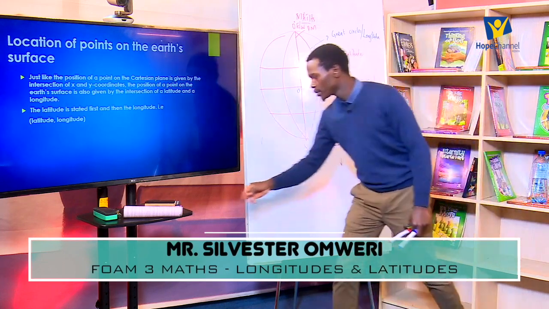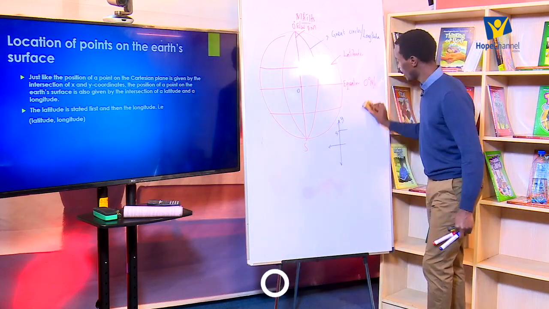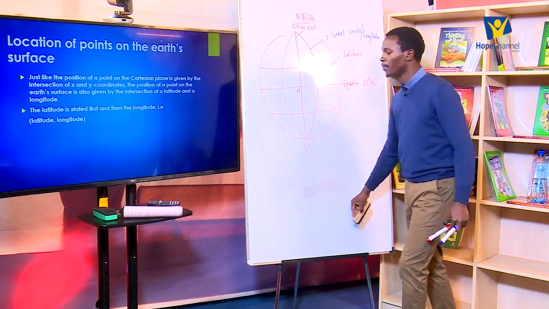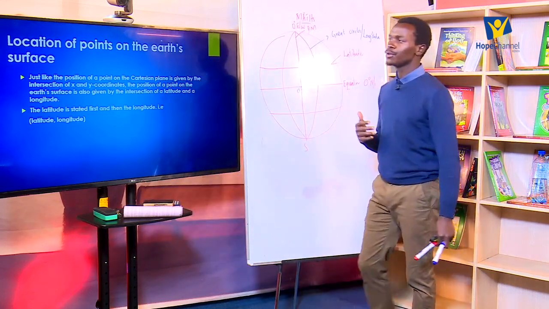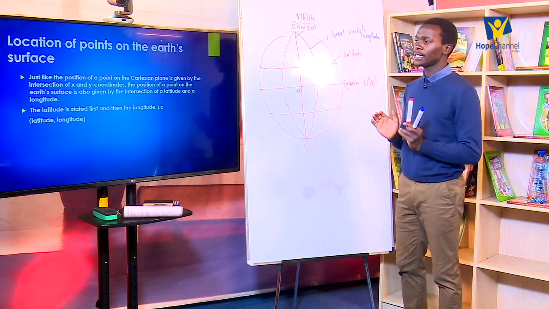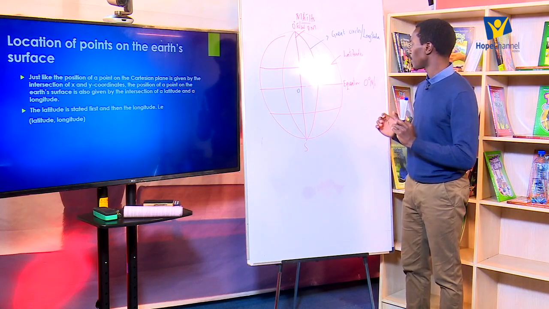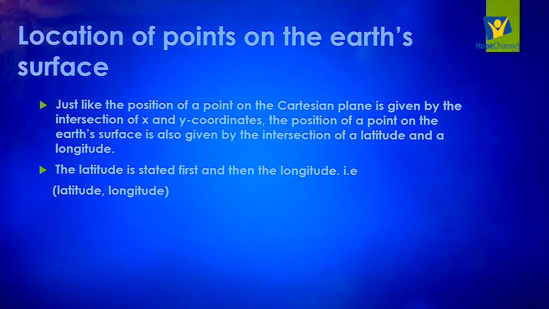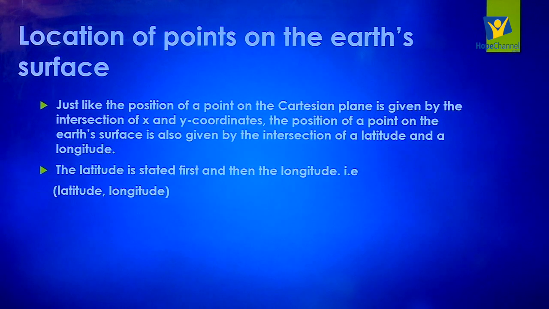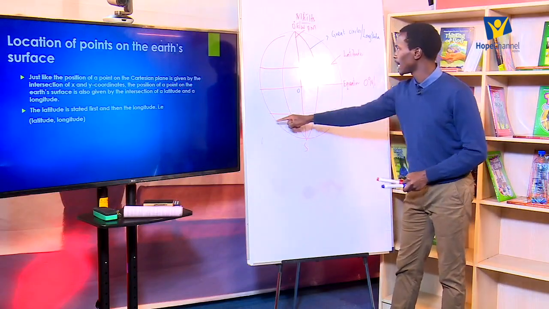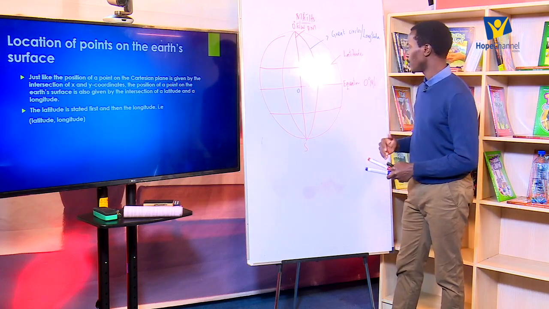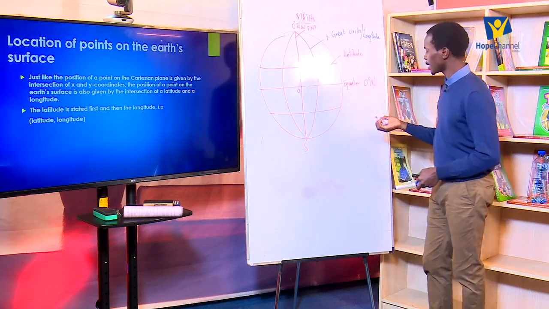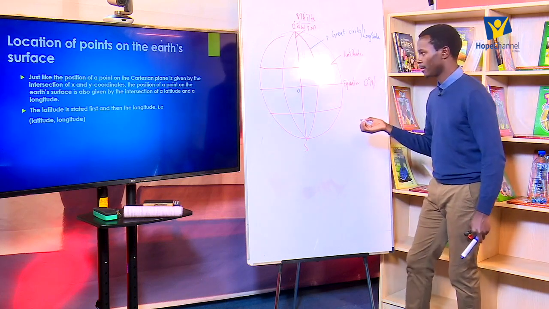Now, borrowing that information, we are going to use that to locate a place on the Earth's surface. What we do is we give it in coordinate format, such that, for example, the Cartesian plane is x, y. The same thing for the longitudes and latitudes. And what comes first is the latitudes, representing the x-axis, because they are horizontal, unlike the meridians which are vertical. So basically what we do is start with the latitude and then the longitude.